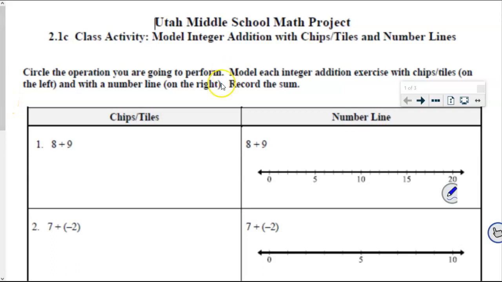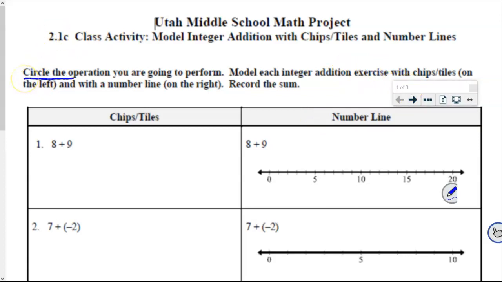All right. So today we're going to be talking about modeling integer addition with chips/tiles. That's what we did in our last lesson, but we're also going to compare it as we do the number lines right next to it. So for this set of exercises, it's a lot like what we did last time.